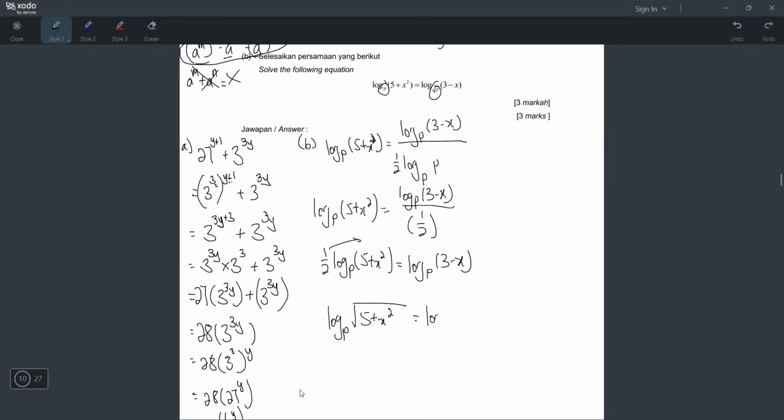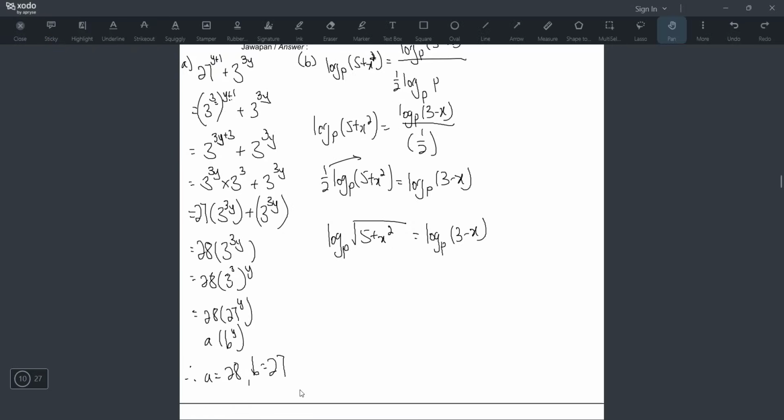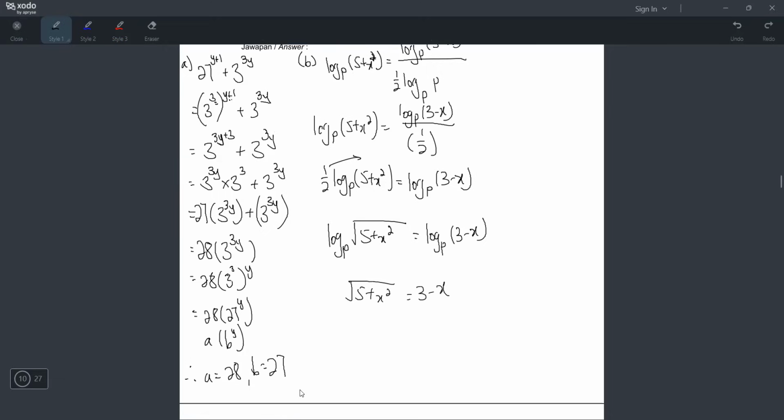And then equals log P of 3 minus x. Okay, finally, they are already the same base. Both sides are log of the same base, and there is no number in front of the log. So now we can take out the inside and compare, right? When we compare, we write square root of 5 plus x squared equals 3 minus x. It means the log P and the log P are the same, so you don't write that anymore. You only compare whatever is inside.